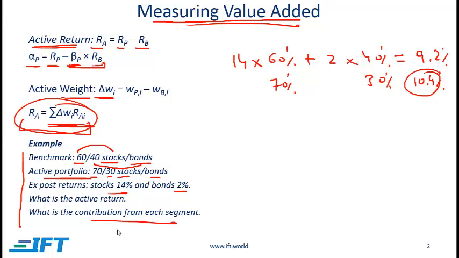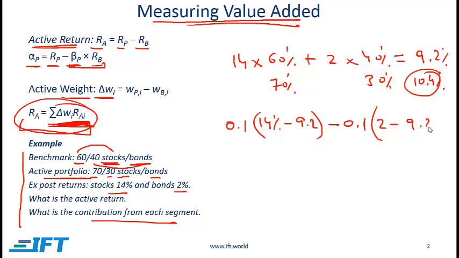But what if we want the contribution from each segment? So one segment is stocks, one segment is bonds. Then we use this expression. The active weight of stocks is 0.1 or 10%, and then the active return on stocks is equal to 14% minus 9.2%. And then the active weight of bonds, which is minus 0.1, times 2% (the return on bonds) minus the benchmark return, which is 9.2%. This particular component will give us 0.5%.